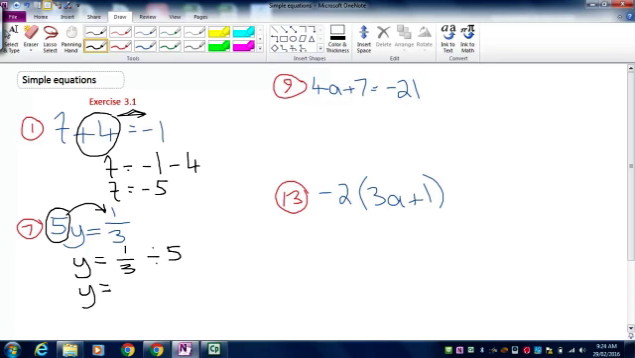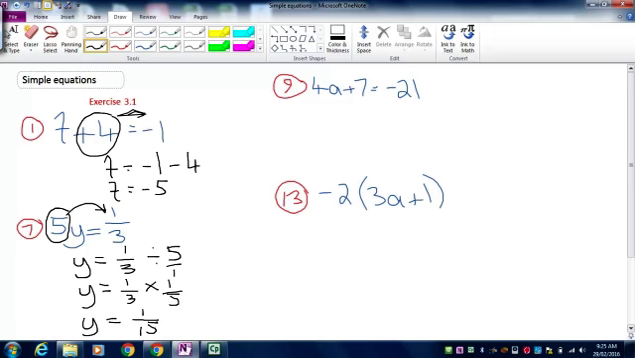1/3 divided by 5 is the same as 1/3 times, we need to flip that second fraction, 5 is 5 over 1, so when I flip 5 over 1, I get 1 over 5, and that will give me y equals 1 over 15 as my final answer for question 7.